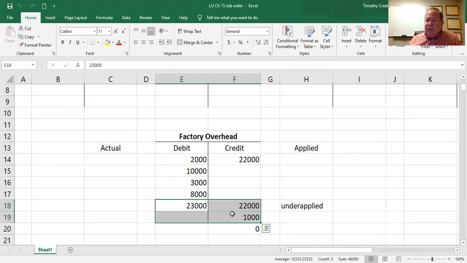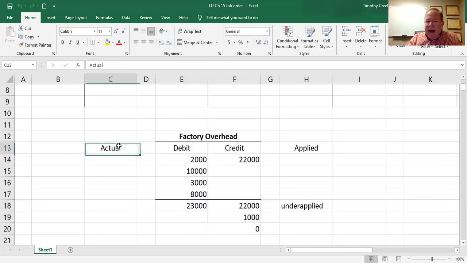Typically it's pretty close between what's actual and what's applied, because companies use their experience and their knowledge of the situation to come up with a good rate. So typically it's very close, but there's always a little bit of adjustment to do at the end of the period. So let's look at some transactions and how they would fit in here.